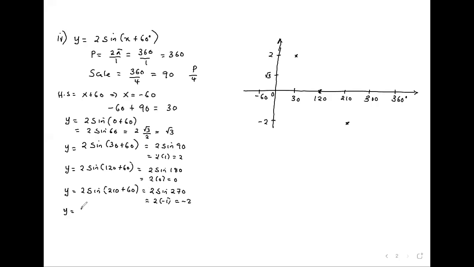Then y is equal to 2 sine of 300 plus 60. So this is 300 here. 300 plus 60, we are getting 2 sine 360, but sine 360 is 0, so 2 by 0 is 0, so we have a point there.